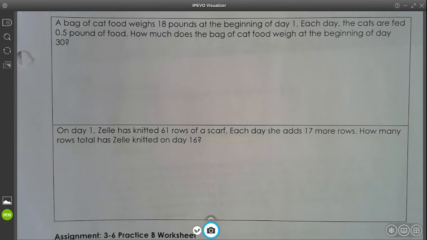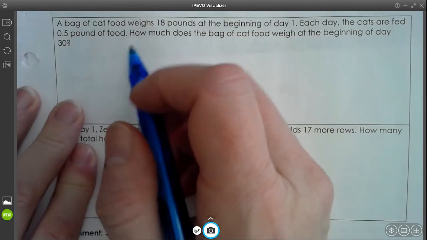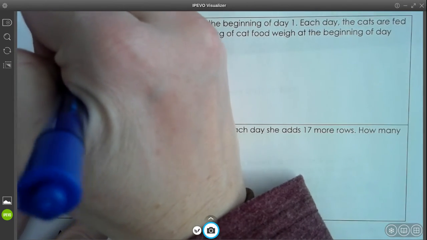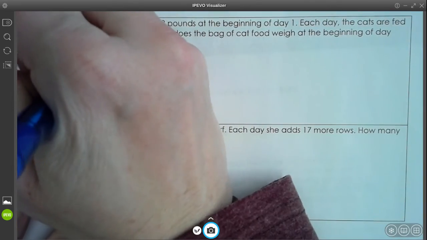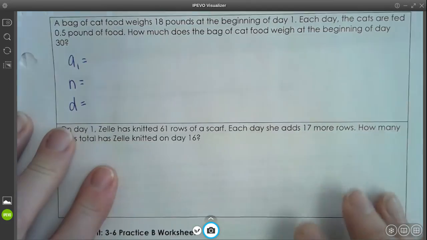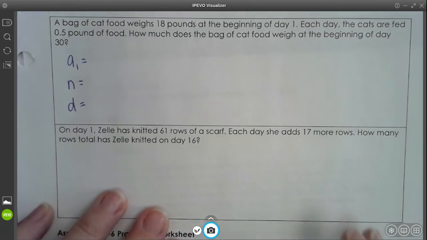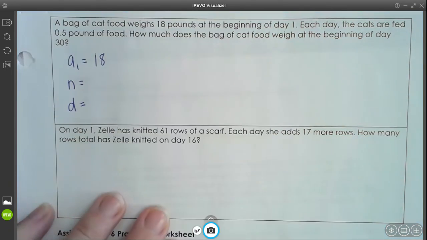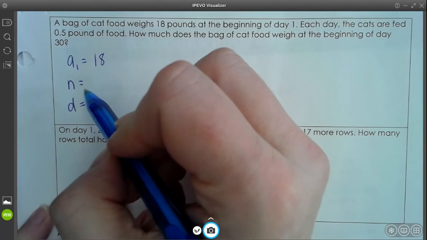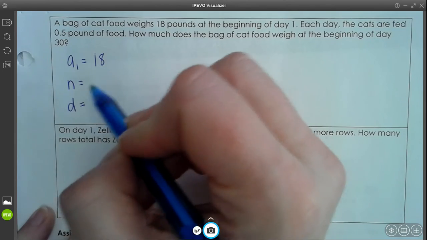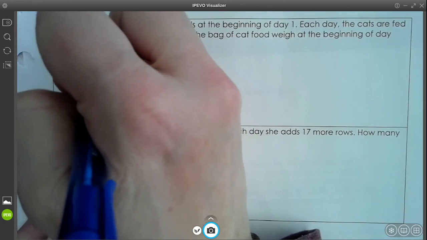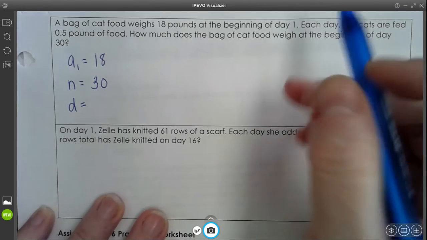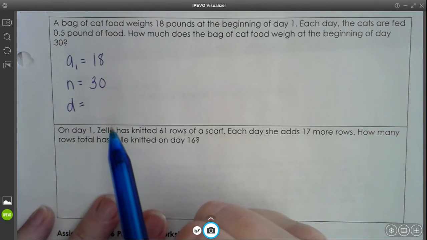So what we've got here is, again, if we were to write out some of the most important parts, we need our a sub 1, we need our n, and we need our common difference, d, right? The first term is what we're starting with. So here it's starting at 18 pounds. n is after how long, or the number of days. So in this case, it's after 30 days. And the cats are fed a half pound of food, so every day the amount of food is decreasing by a half. So our common difference is going to be a negative 0.5.